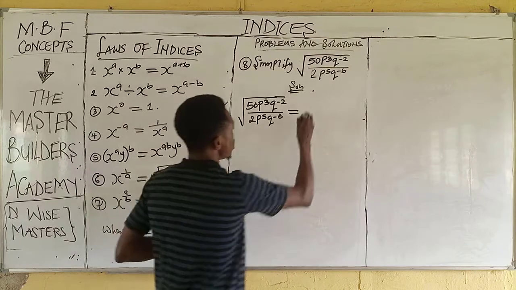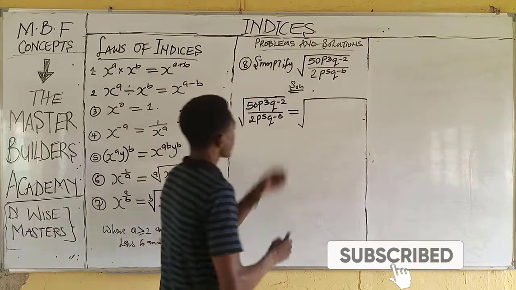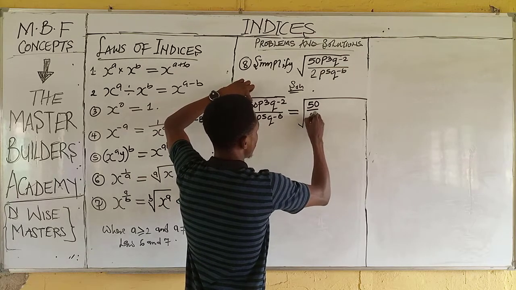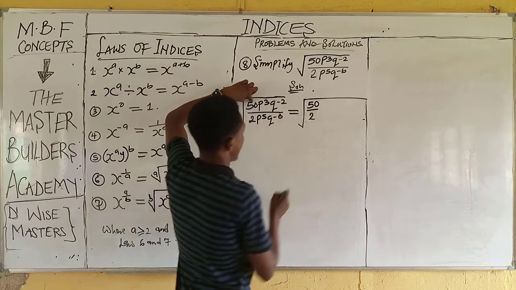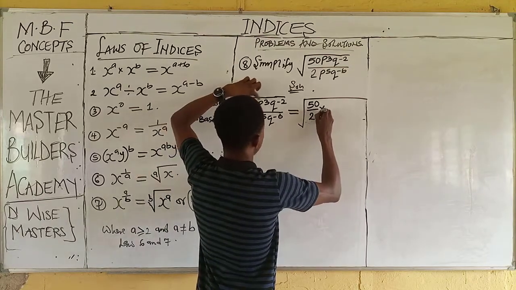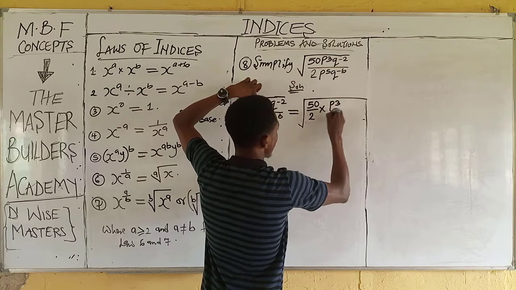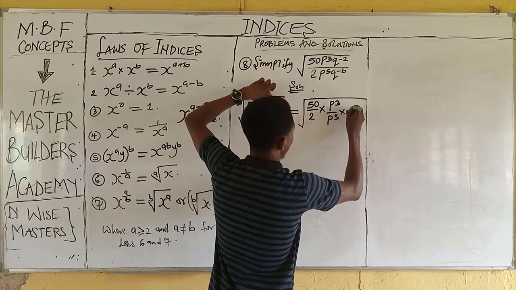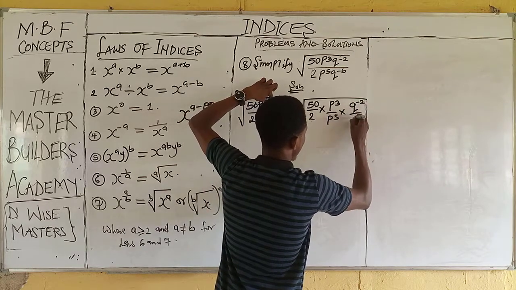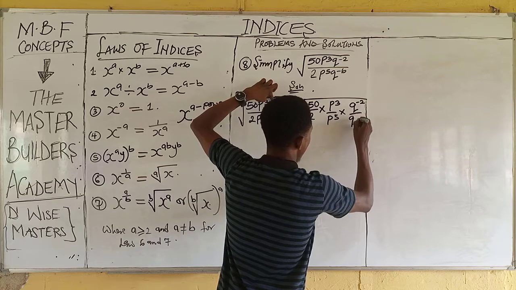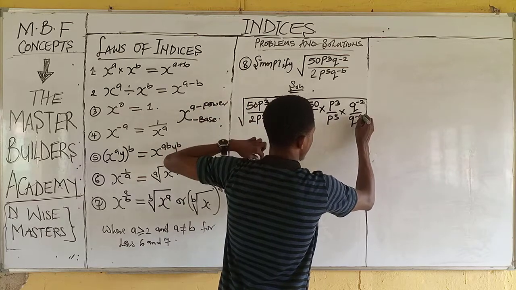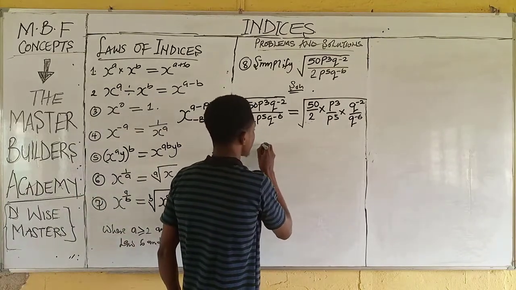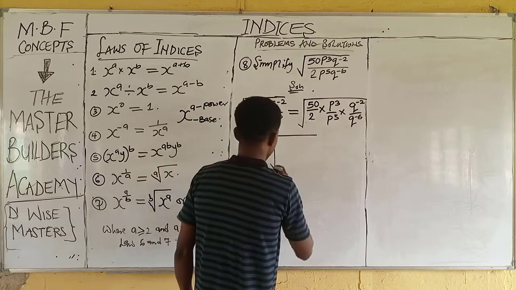So the first thing you do is to create your square root, then separate the numbers from the letters according to their likeness. So 50 over 2, then multiply by p times p3 all over p5. Then multiply by q times q minus 2 over q minus 6. Alright, so this is what we have. Then the next thing we do is to apply the law of indices. Any of the laws of indices.